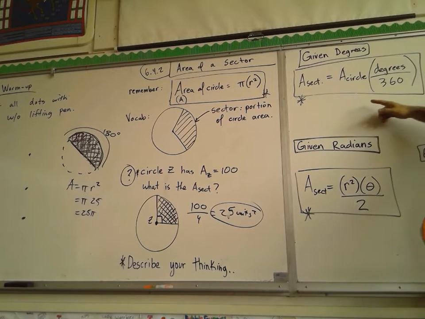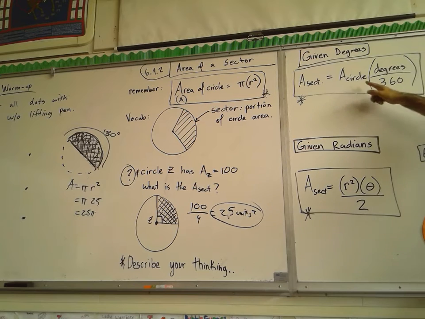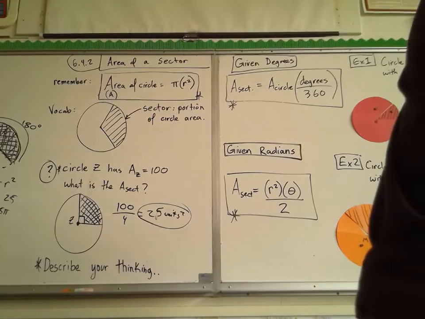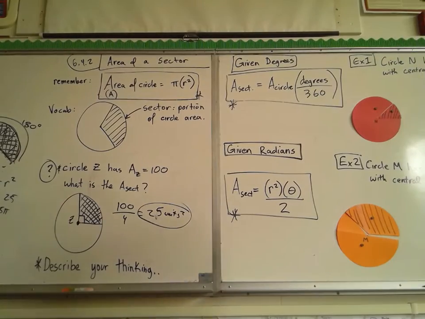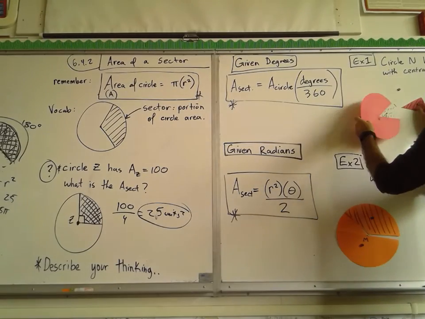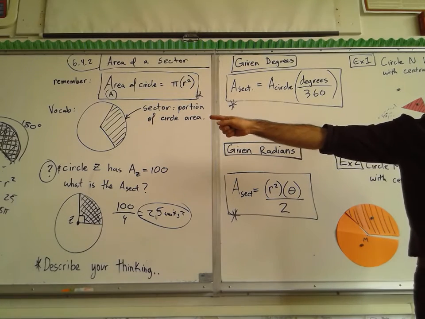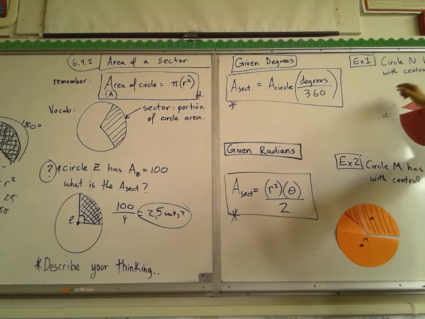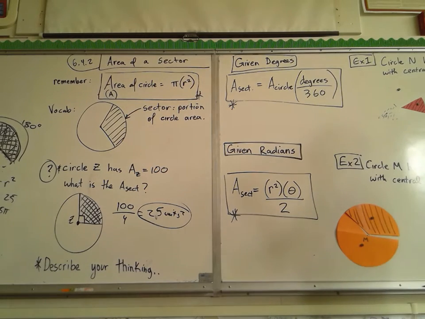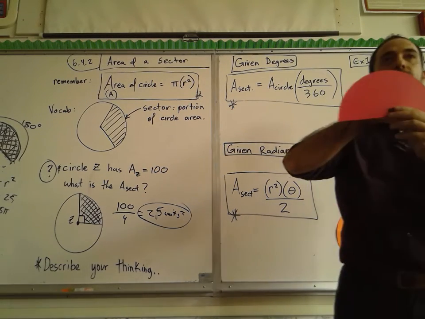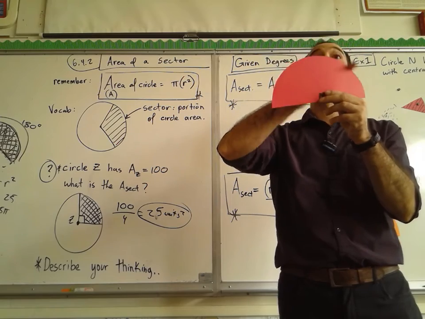We have the area of the sector, this little sector right here. It's going to be the entire area of the circle, and then look what this has here: degrees over 360. Think about what we just figured out. We had the entire circle and then we cut it in half. If I cut a circle in half, what's the degree measure? The degree measure for half a circle is 180, right?